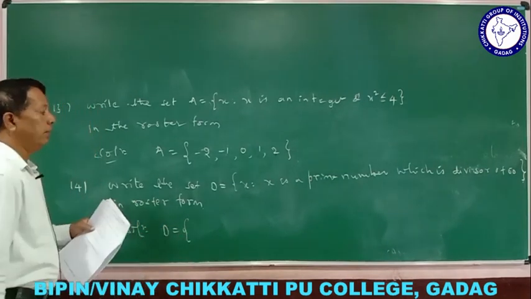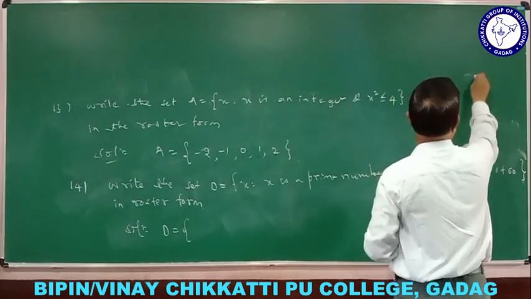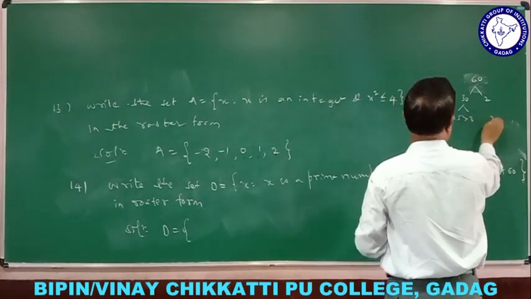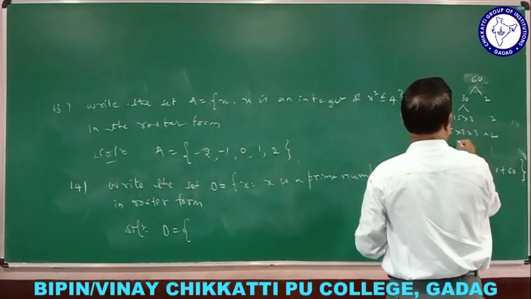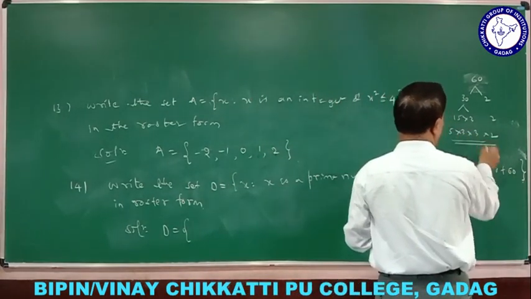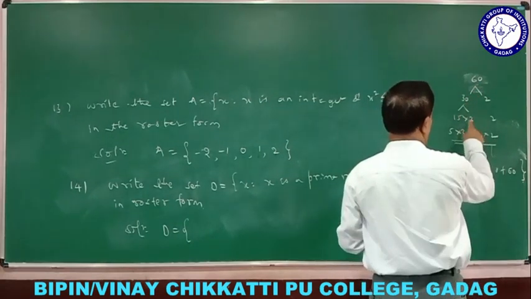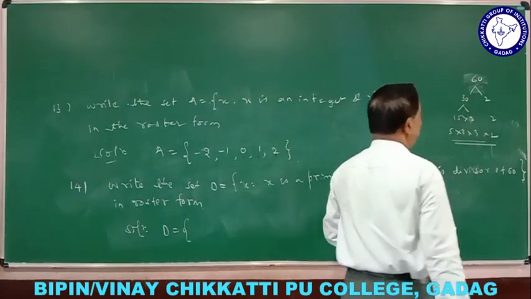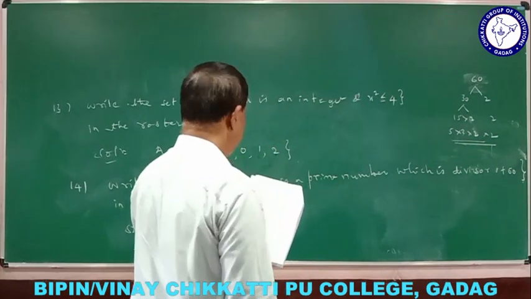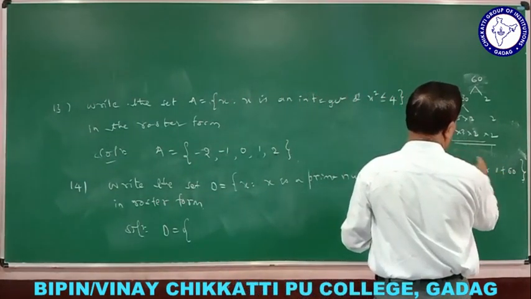Solution, very simple. x is a prime number which is a divisor of 60. If you take 60, you go for factors. 60 can be written as 30 into 2, and 30 is 15 into 2, so the factors are 5 into 3 into 2 into 2. Factors are divisors, and 5 divides 60, 3 divides 60, 2 divides 60, no other numbers.